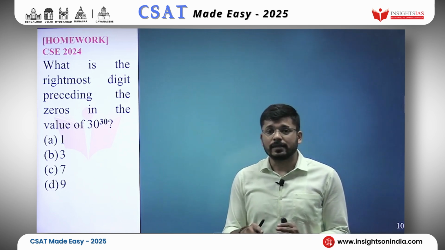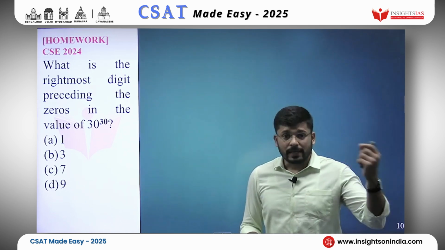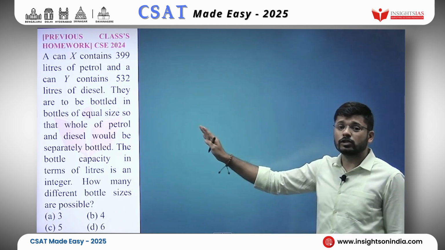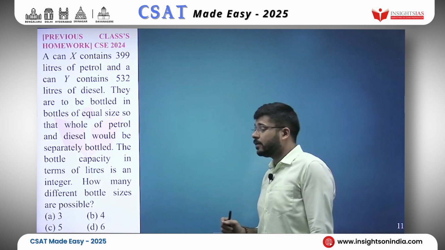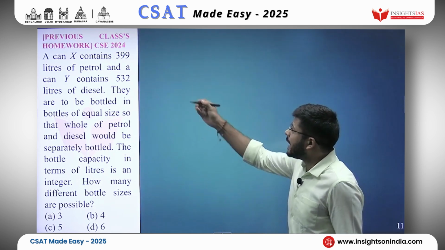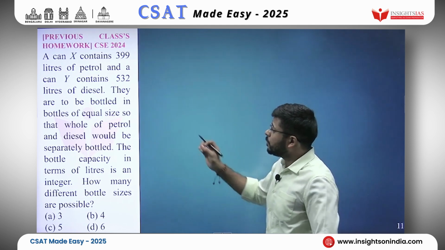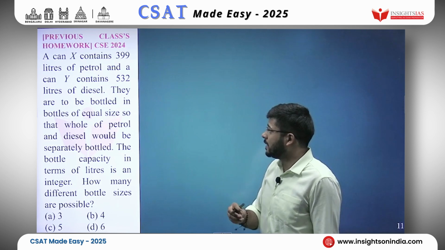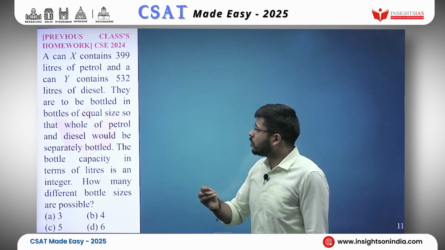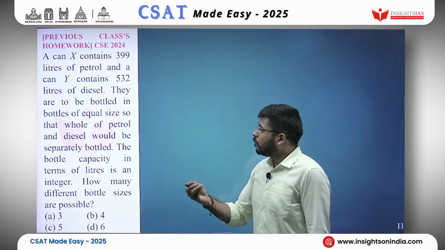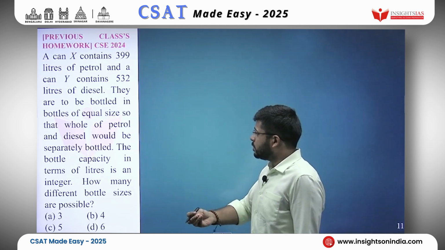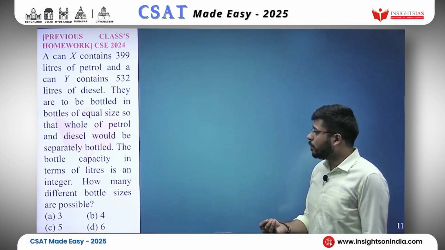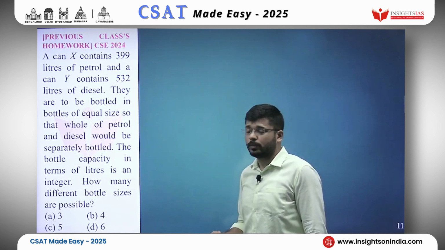And now we shall answer the previous class's homework question. What was it? It was this one. It was based on the concept of HCF, highest common factor. Let's read the question once. A can X contains 399 liters of petrol and a can Y contains 532 liters of diesel. They are to be bottled in bottles of equal size so that whole of petrol and diesel would be separately bottled. The bottle capacity in terms of liters is an integer. How many different bottle sizes are possible?